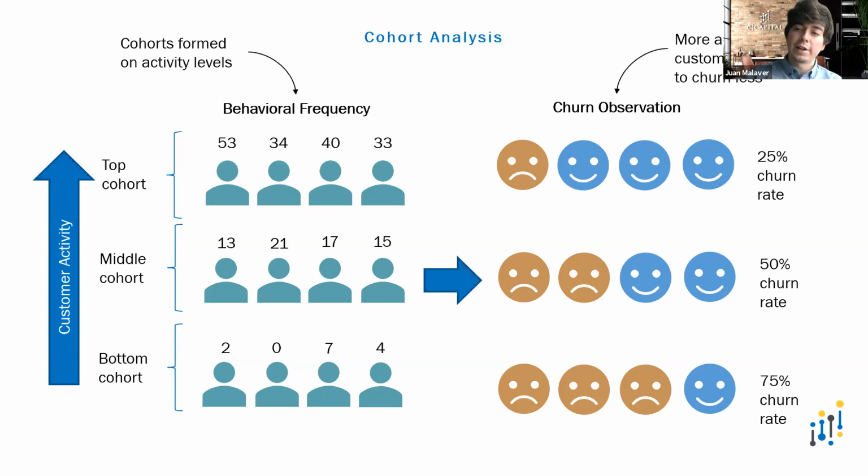By generating these groups, these cohorts, since we have the churn outcomes, we can look at how many of these customers in each of these cohorts have churned. What we expect to see is that the customers that have transacted many more times, the ones in this top cohort, tend to have a much lower churn rate than the customers in the bottom cohort.